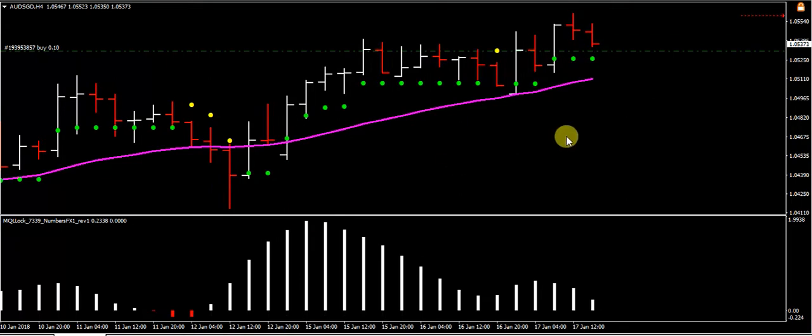Australia dollar, Singapore dollar. I just saw this opportunity for a buy.